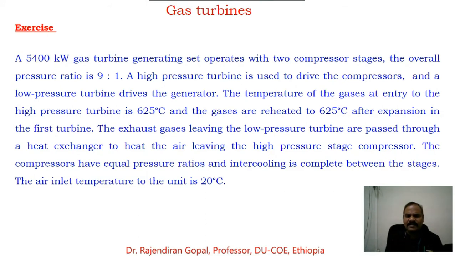The temperature of gases at entry to the high pressure turbine is 625 degrees centigrade and the gases are reheated to 625 degrees centigrade after expansion in the first turbine. The exhaust gases leaving the low pressure turbine are passed through a heat exchanger to heat the air leaving the high pressure stage compressor. The compressors have equal pressure ratios and intercooling is complete between these stages. The air inlet temperature to the unit is 20 degrees centigrade.